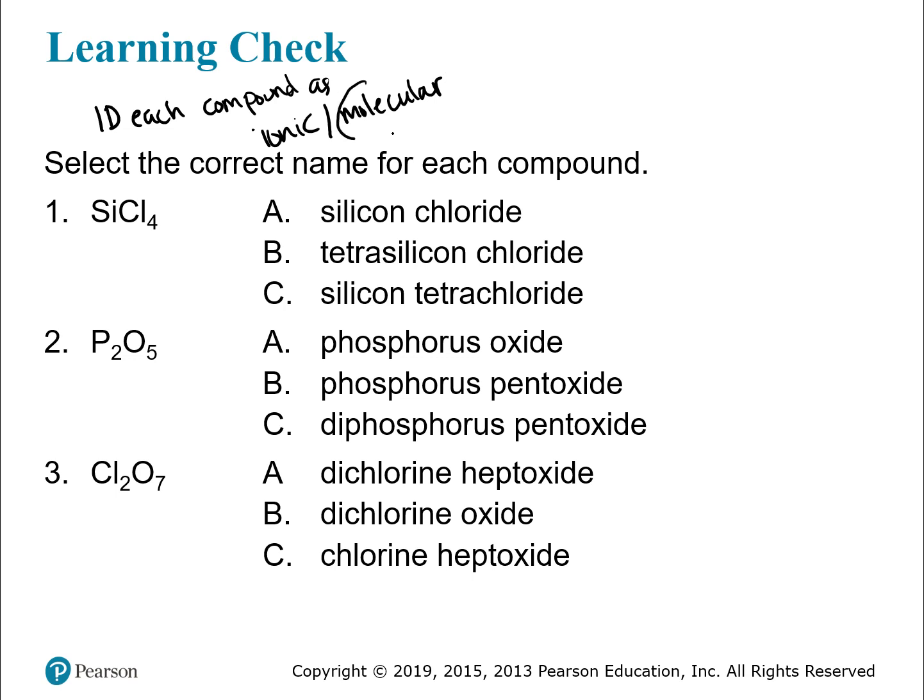So all of these compounds are molecular. The first element, they're all nonmetals. And silicon is kind of a semi-metal, so it's kind of in between. But you still use the naming for the molecular compounds. So we've got 1 silicon and 4 chlorides. That's C. That tetra tells you 4 chlorides.